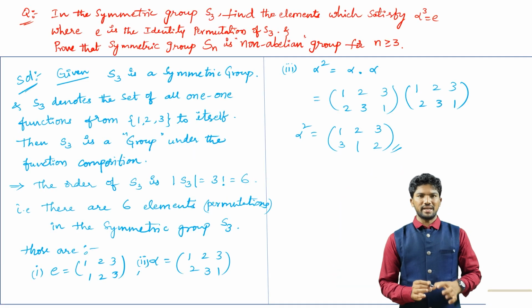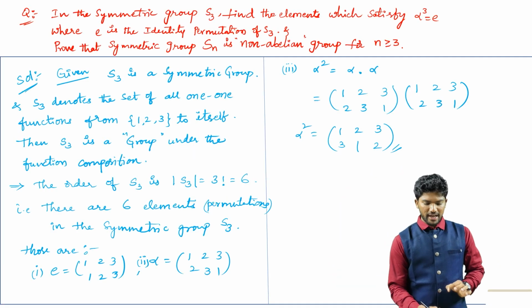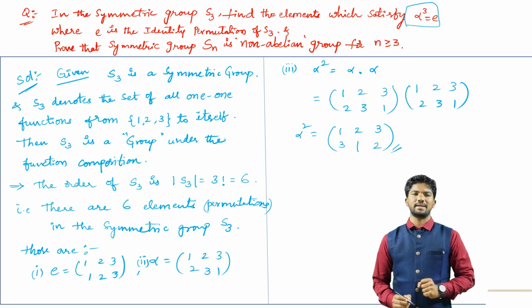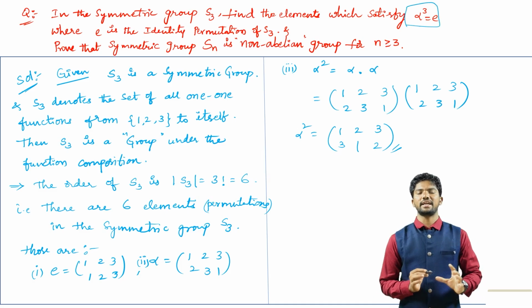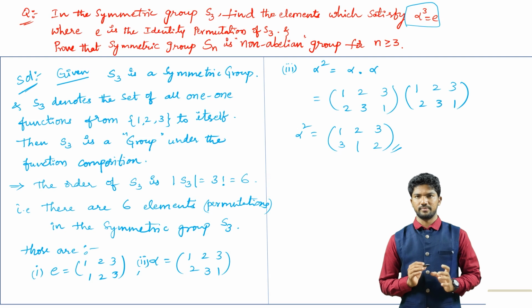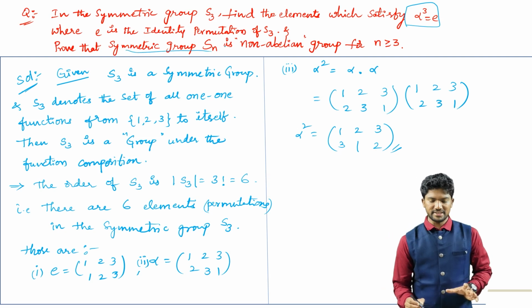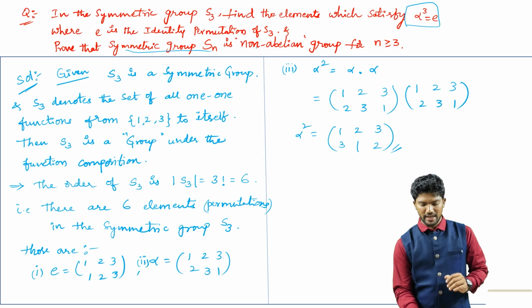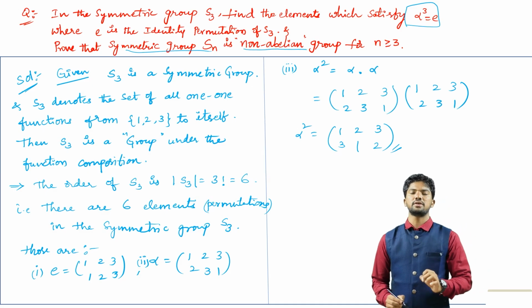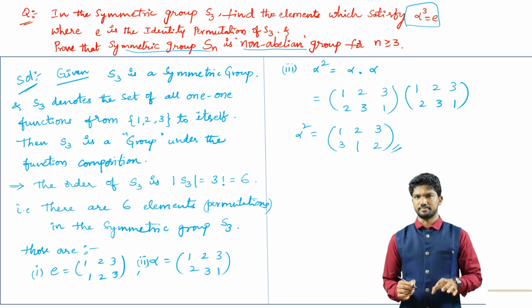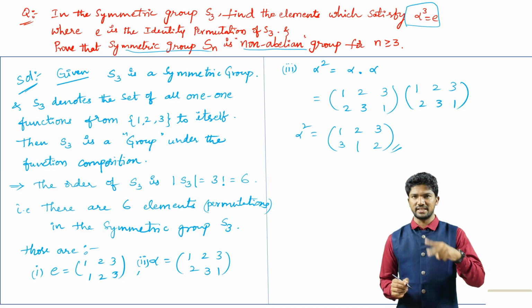In the symmetric group S3, find the elements which satisfy alpha cube is equal to e, where e is the identity permutation of S3, and prove that the symmetric group Sn is a non-abelian group for n greater than or equal to 3. So we have two problems in one problem.